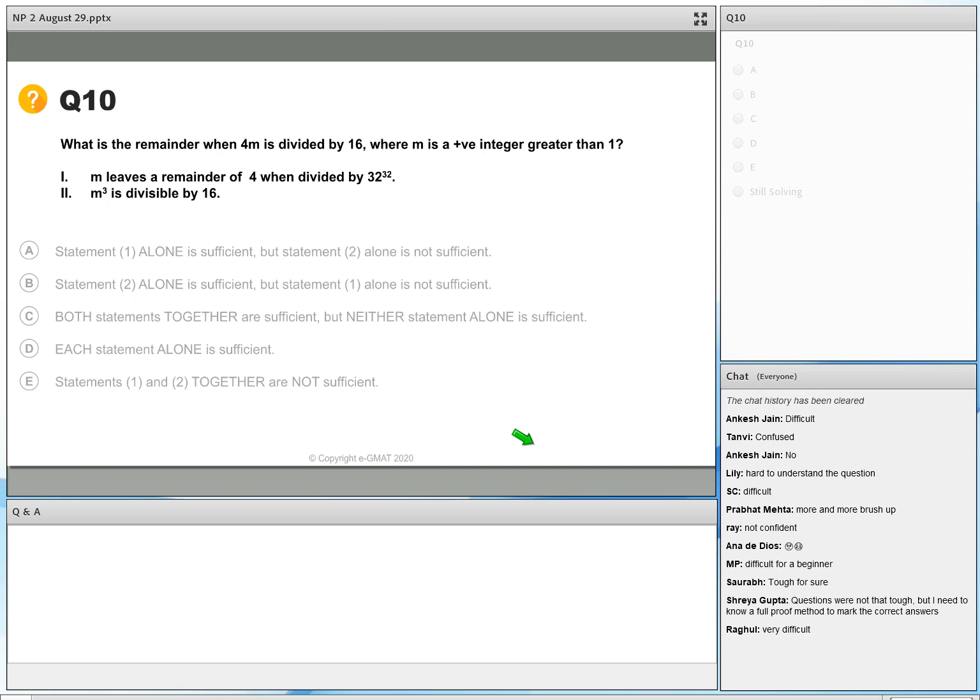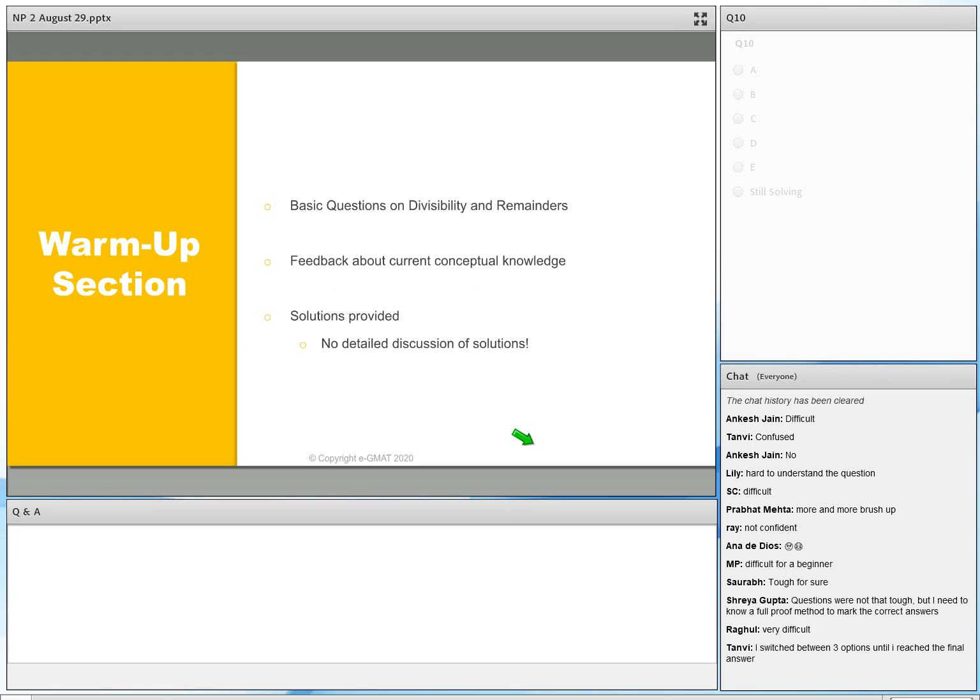Okay, so everyone, I hope you're all excited about the next section that we're going into, where we're actually beginning. Tanvi says I switched between three options until I reached the final answer. Now, Tanvi, I don't know how confident you are about the final one, right? You might not be. That's what we have to build.